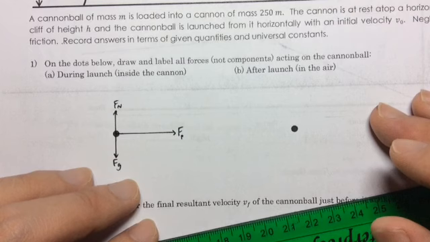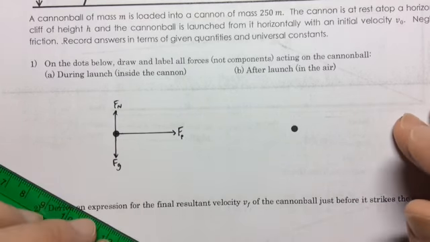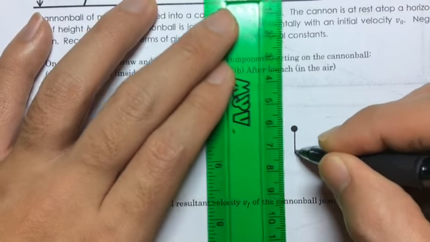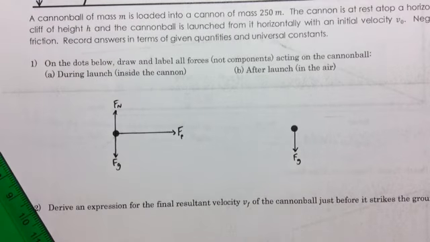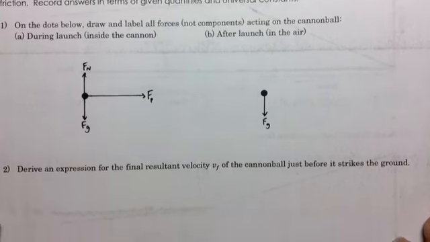So there you go. After the launch, it's in the air, and we're neglecting friction. So what force would be on it while it's in the air? Hopefully you know to only draw this one. This would be the force of gravity. That still exists on it, but that's it, if there is no air friction. Yeah, that's it. So moving on.